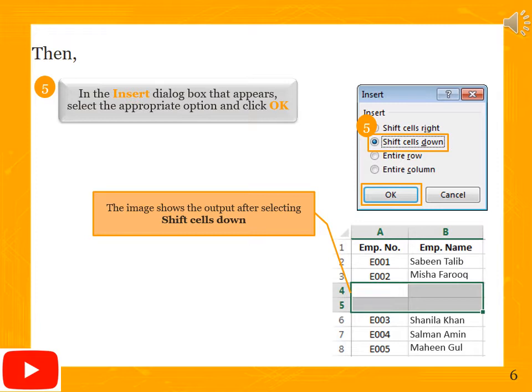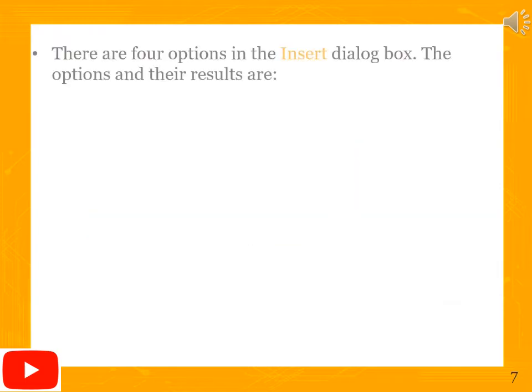Fifth step, in the insert dialog box that appears, select the appropriate option and click OK. Here we are going to select shift cell down and then click OK. Then the image shows the output after selecting shift cell down. You can see here that row number 4 and 5 are blank now, and the things which were typed in on row number 4 and 5 shifted to row number 6 and 7.